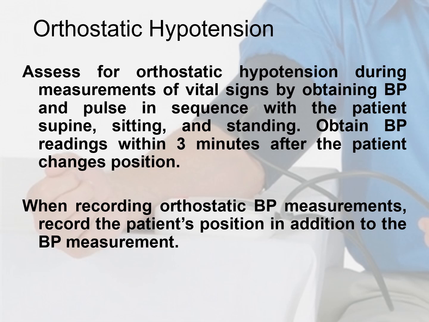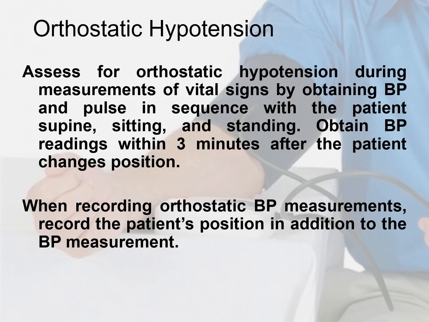While obtaining orthostatic measurements, observe for other symptoms of hypotension such as fainting, weakness, blurred vision, or lightheadedness. Postural hypotension is a risk factor for falls, especially among elderly patients with hypertension. When recording orthostatic BP measurements, record the patient's position in addition to the BP measurement.